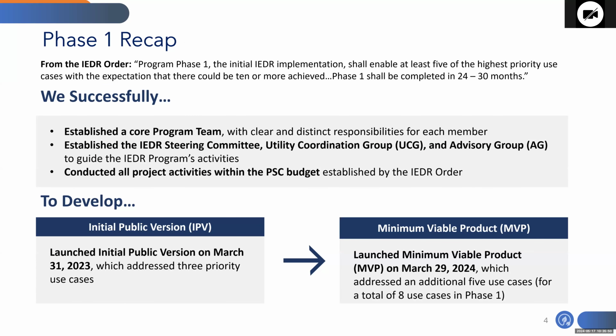Thanks, Coral, and thank you so much, everyone, for taking the time to join us this morning. My name is Kyle Monsees. I'm a senior project manager at NYSERDA, NYSERDA acting as the program sponsor for the IEDR. Wanted to start with a quick recap of the first phase of the IEDR. Our high-level objective in phase 1, designated by the Commission's IEDR order, was to deploy at least 5 high-priority use cases with a maximum of 10 or more anticipated within 24 to 30 months of the initiation of phase 1.